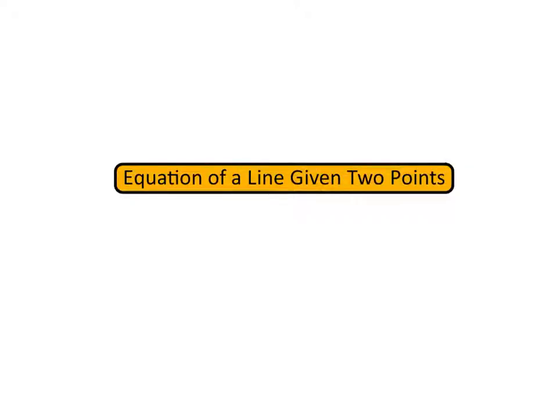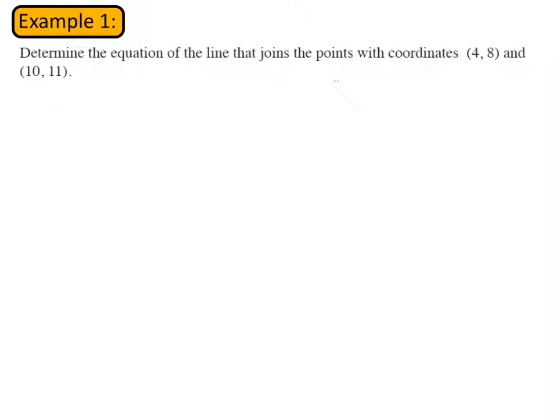In this video, we're going to be looking at how to find the equation of a line given any 2 points that are on that line. Okay, so here's our first example, and we don't have a picture to help us. We've got a coordinate point 4, 8 and 10, 11.